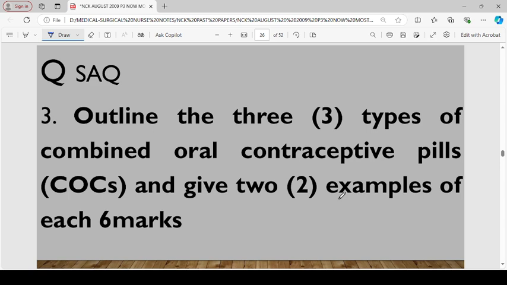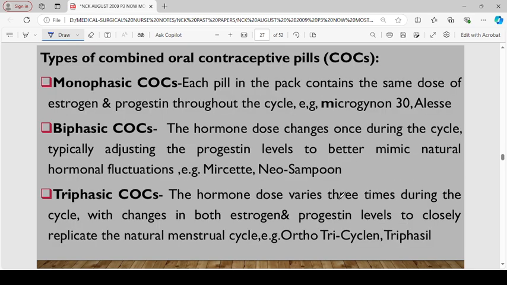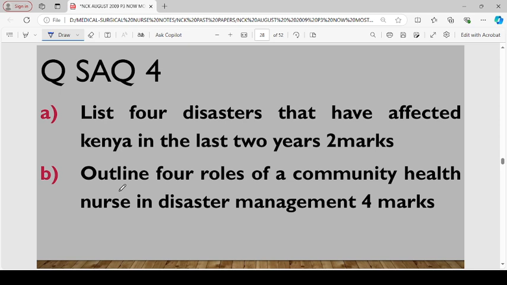Outline three types of combined oral contraceptives and give two examples. Well, oral contraceptives combine the COCs. We have the monophasic COC, biphasic COC, and the triphasic COC. Right? Four disasters that Kenya has faced and four roles of community health nurse in disaster management.